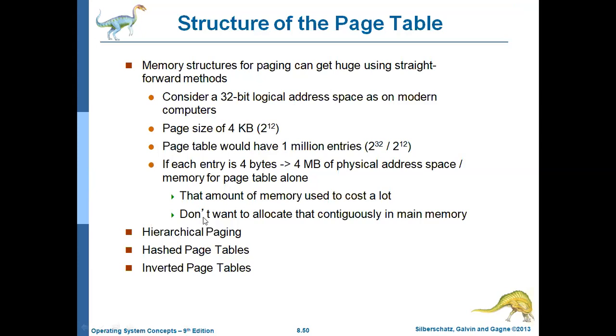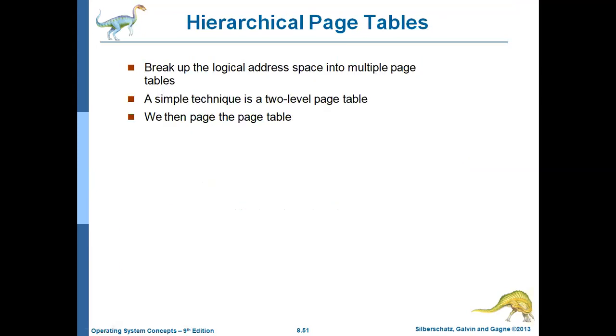This can be handled by hierarchical paging, hashed page tables or inverted page tables. Let us go through them one by one. The first one is hierarchical paging. It is very difficult to allocate contiguous main memory for a page table. One simple solution to this problem is to divide the page table into smaller pieces. There are several ways to accomplish it. One way is the two-level paging algorithm, or in other words, a hierarchical page table.